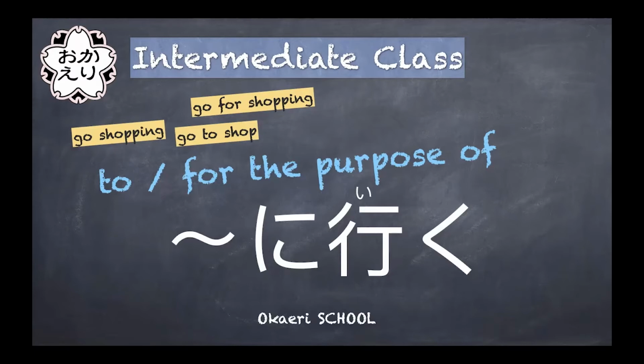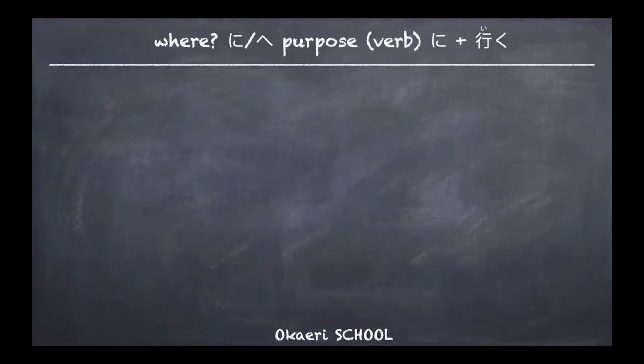So, in this kind of grammar, how do we say this? How do we structure the sentences? Here we go. Basically the structure is you put where, the destination, the place, or the direction, or whatever, just where to. And then the particle ni or e, that's the same, right? Usually we use ni. E, written as he, pronunciation e. That's slightly written Japanese or formal Japanese.